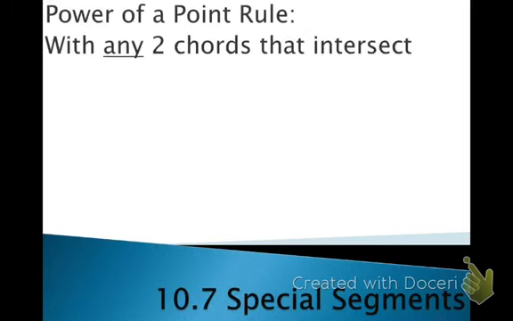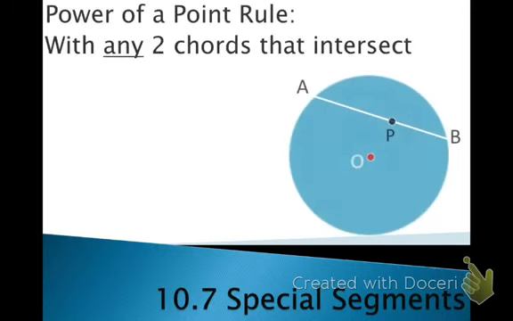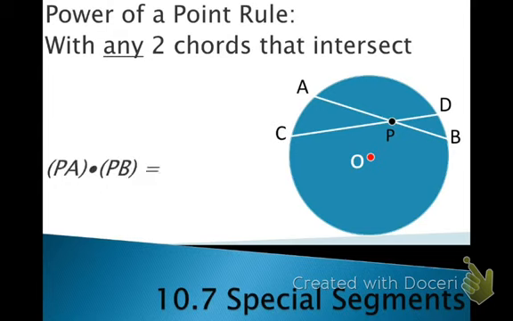So, power of a point rule. If we have a point P that is on line segment AB, or a chord, right? We've talked about chords before. And that point is also on another chord, in this situation we're going to call it CD, then multiplying the 2 pieces of both chords, they would be equal to each other.